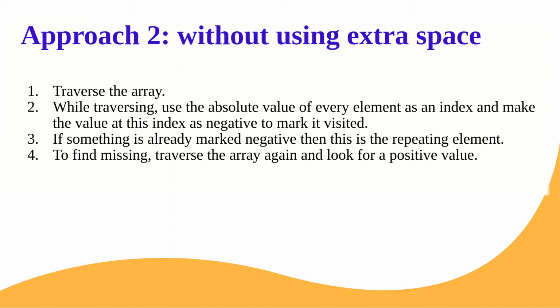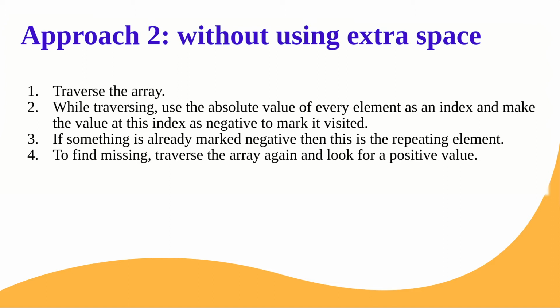Traverse the given array. While traversing, use the absolute value of every element as an index and make the value at that index negative to mark it visited. If you watch the previous video, you will understand the logic of visited and non-visited array elements. A visited element, as the name suggests, is something we have already visited, and it helps us keep track of the repeating element, because if something is visited twice, then it is the repeating element, and if something hasn't been visited even once, then it is the missing index.